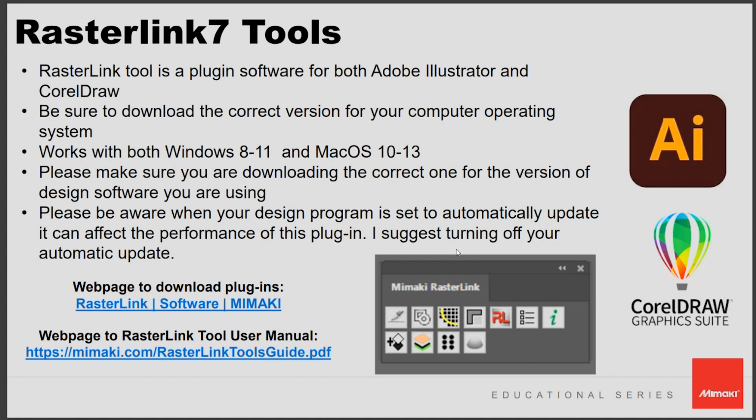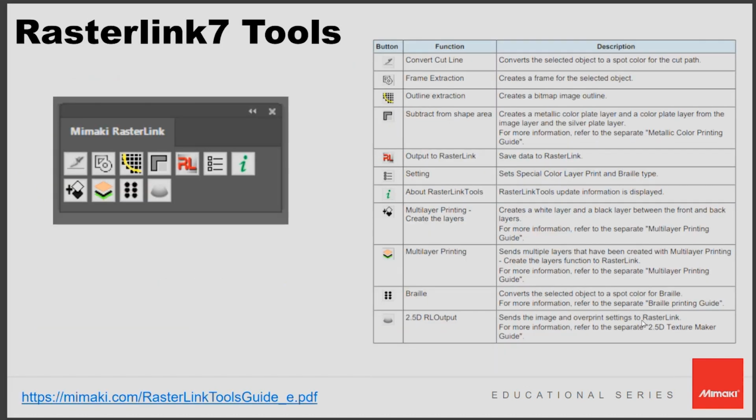Basically, it allows you to click your shape. That first tool, for instance, is your cut line creator. You click your shape, you click that tool, and it automatically makes it the spot color it needs to be, and the thickness it needs to be, and names it. So it's not fully automated because you still have to click the button, but it makes everything easier for you. Here's an example. You can create cut lines, you can do extractions, and then you can also immediately output it to RasterLink. You can make Braille, which is another thing that's added on here as well.